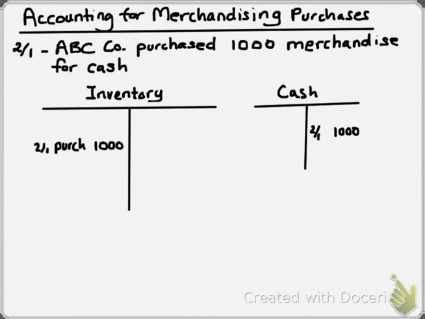How does this change if instead of paying cash, we bought this on account? So what if ABC Company purchased $1,000 of merchandise on account? Then we would be debiting inventory for 1,000, but crediting accounts payable for 1,000.